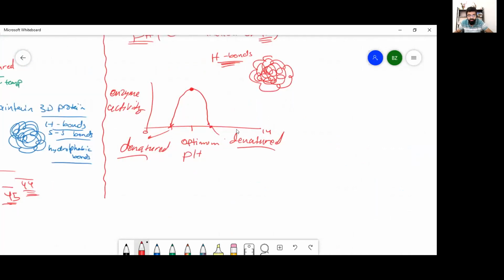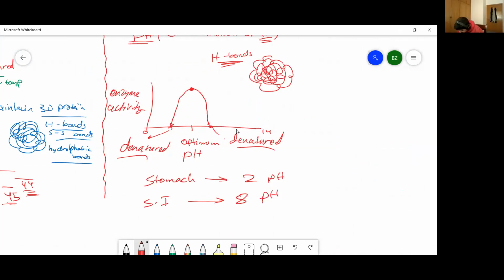We have enzymes in your stomach that work at pH 2. Any change in this pH, the enzymes in your stomach stop working. In your small intestine, your enzymes work at pH 8. Is it possible for the stomach enzyme to work in the small intestine? No, it's impossible. It will denature. Your blood pH is 7.4, and enzymes work at this pH.